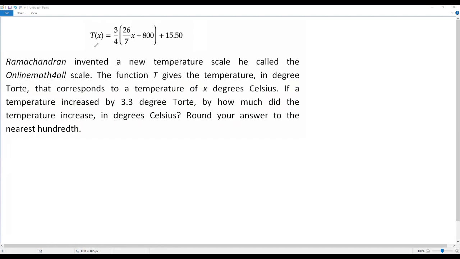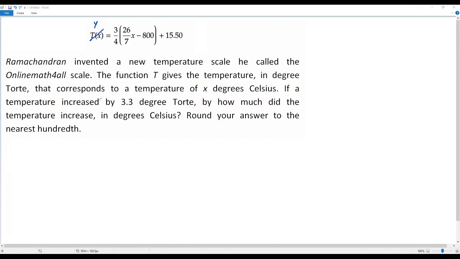Okay, here in the given equation, T of x represents a temperature in degrees Tote and x represents a temperature in degrees Celsius. Now, we can use the Desmos graphing calculator to solve this problem easily. For that, instead of T of x, we can consider y. This y represents the temperature in degrees Tote.